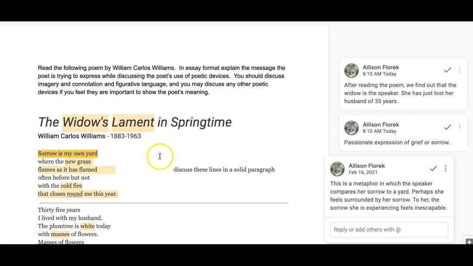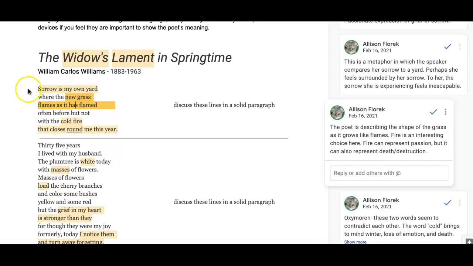So the first line we're going to take a look at is the first line of the poem, "Sorrow is my own yard." Now, this is a metaphor, and we have to ask ourselves what she means by this. So we already mentioned how her yard and flowers seem to be something that used to bring her joy, but no longer do. And the fact that she's saying "is my own yard" seems to suggest that she feels surrounded by her sorrow, and it almost feels as though her sorrow is inescapable, like she is owning her sorrow and commenting that she feels surrounded by it.